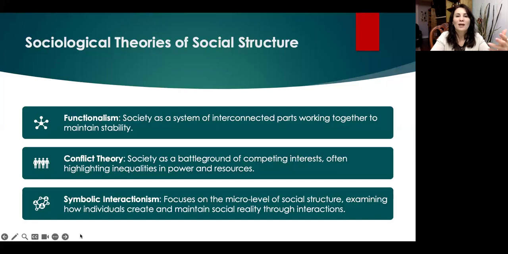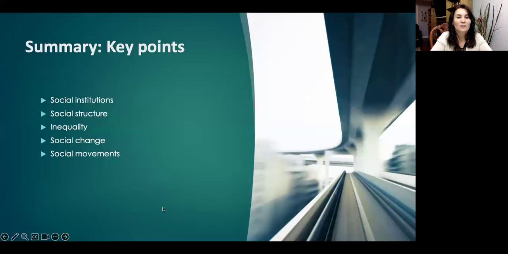There are hundreds and hundreds of different kinds of theories in sociology. However, these three are classic, introduced by classical sociologists, and they are the grand theories in sociology.